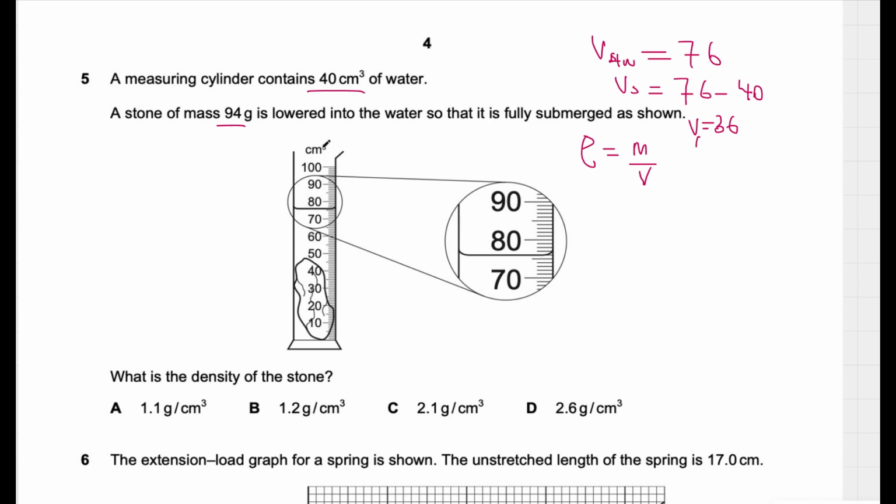So since the mass is given in gram, we can leave the volume in centimeter cube. So we substitute these values. 94 divided by 36, and we see what we get. We get 2.6 gram per centimeter cube. So we go and look for our answer. 2.6 is D. Okay, you can see 2.6 is a D.